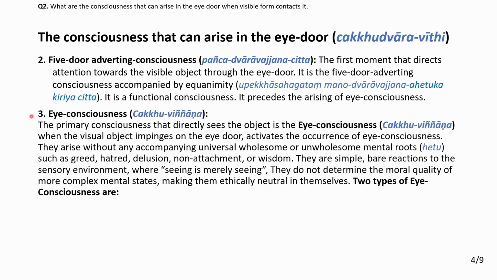Then comes the eye consciousness, Cakkhu Vinnana. This is the primary consciousness that directly sees the object. When the visual object impinges on the eye door, it activates the occurrence of eye consciousness. They arise without any accompanying universal wholesome or unwholesome mental roots because they are ahetuka, or rootless, consciousness.